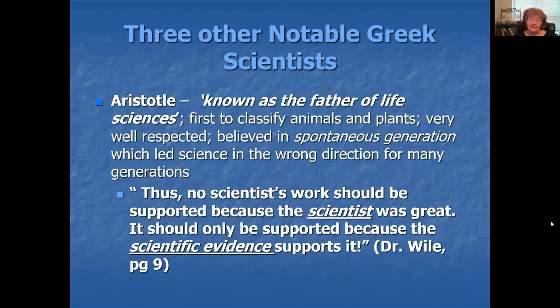Some other notable Greek scientists around the same time, we already mentioned Aristotle. We call Aristotle the father of life sciences because he was the first one to actually classify animals and plants. He put them into groups. We use what we call the Linnaeus system. That's another scientist we'll look at. But Aristotle started classifying things too, a little bit different than Linnaeus did later on. But he did start to say these animals have things in common. So he kind of put them in groups, right? He did a lot of study with that.